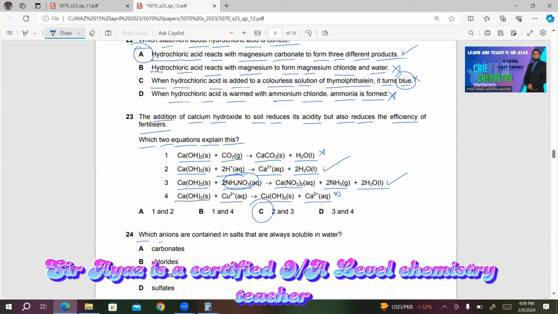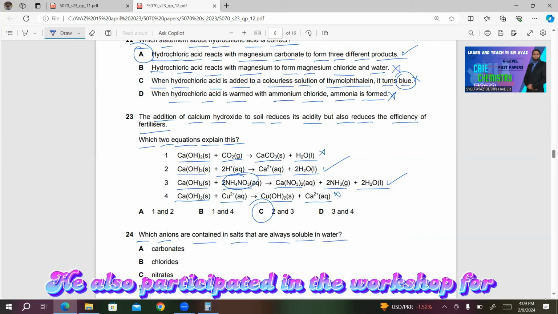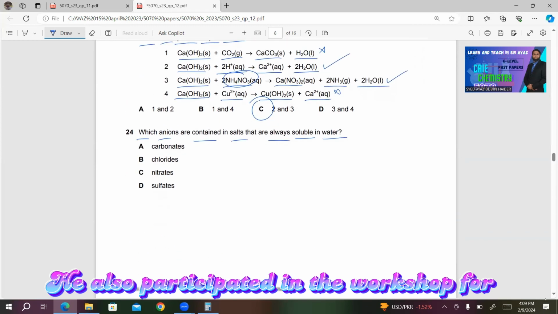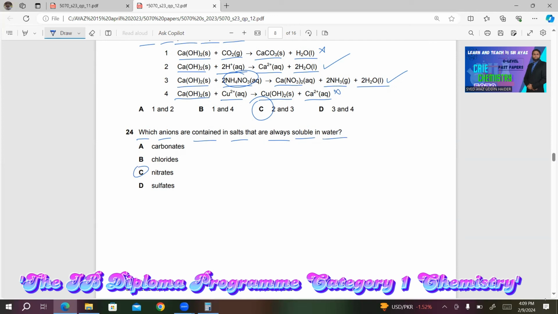Number 24, which anions are contained in salts that are always soluble in water? You know that we have only one ion that is always soluble in water, that is nitrate. So easily C is the right answer in this case.